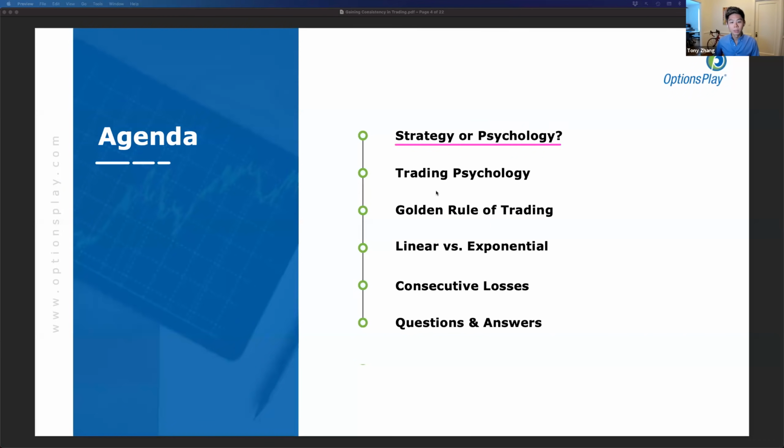Then we're going to dive a little bit into this concept of trading psychology so that you understand how to go about thinking about it from the right way.